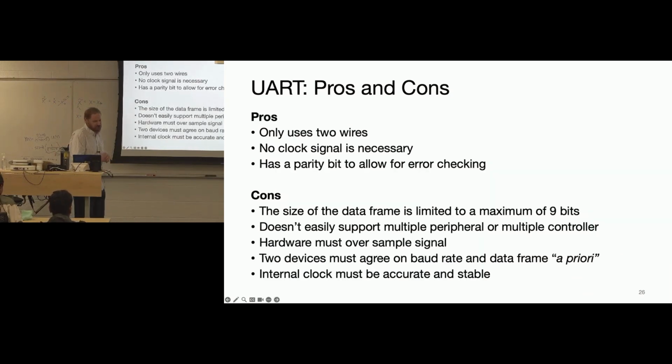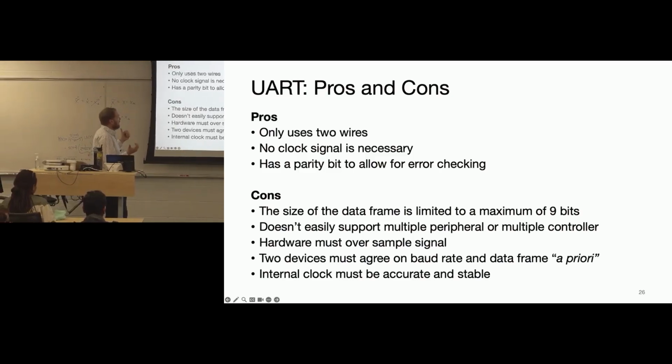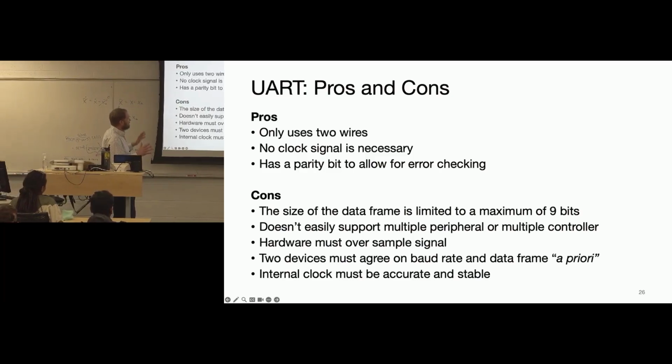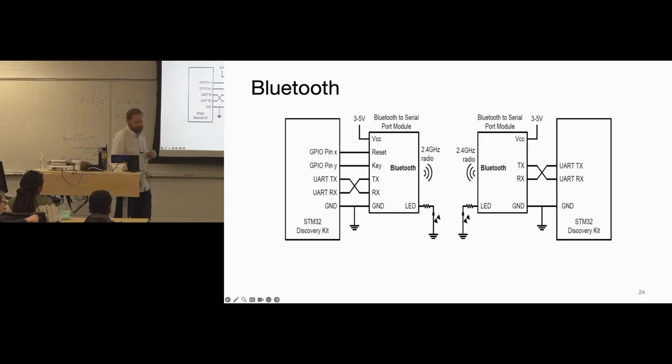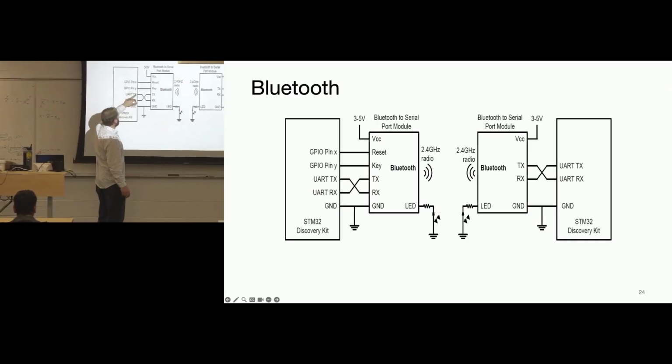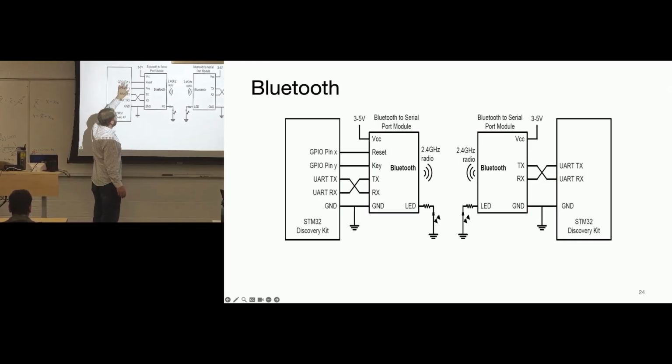All right, so pros and cons. Only uses 2 wires. That's great. No clock for signals. It really reduces the wiring burden. You always have to have ground. That's one that people often forget. They'll put UART, and you don't need the GPIO pins. These are for other reasons.